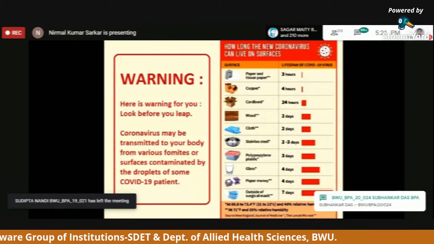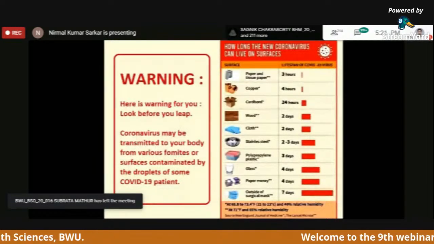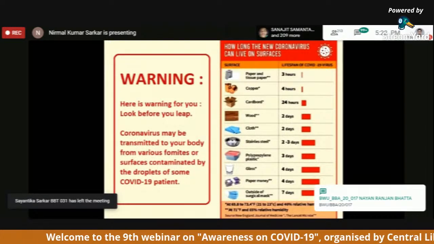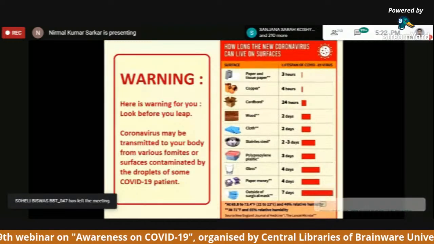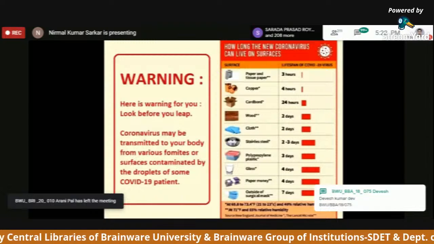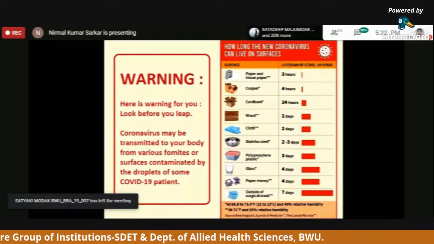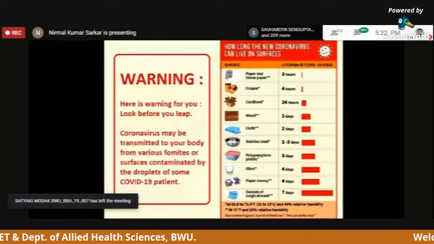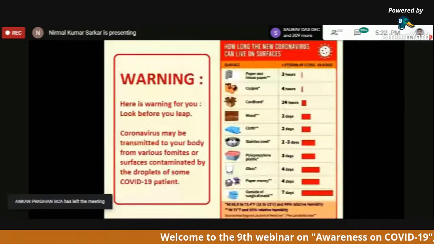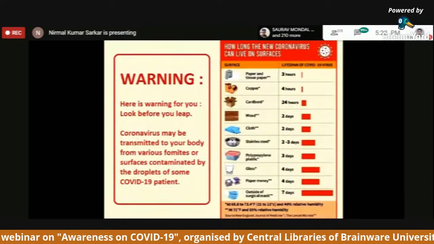Researchers state that novel coronavirus can exist in active state on paper, ordinary paper or tissue paper, for 3 hours, on copper for 4 hours, on cardboard for 24 hours, on wood and cloth for 2 days, on stainless steel for 2 to 3 days, on plastic for 3 days, on glass for 4 days, and on the outer surface of nitrile made surgical mask for 4 or 5 days.